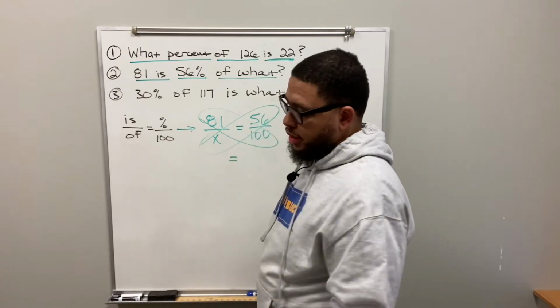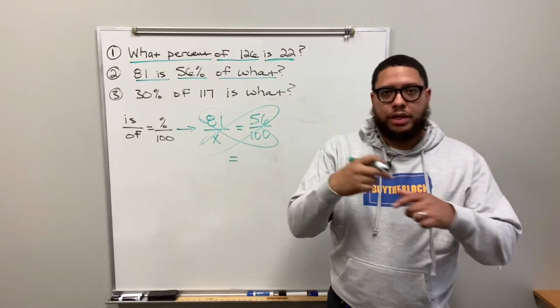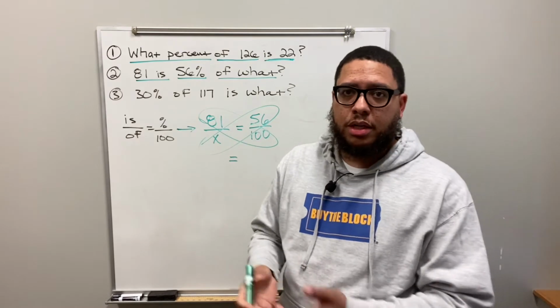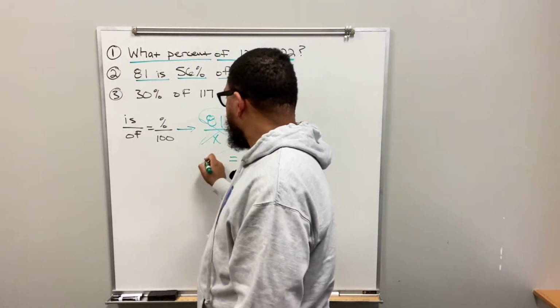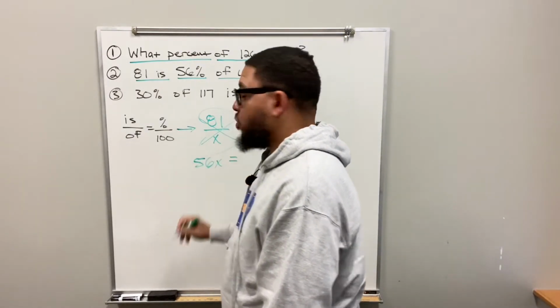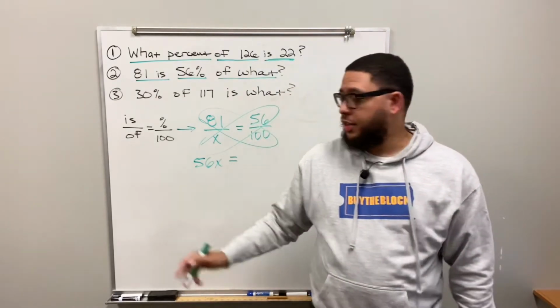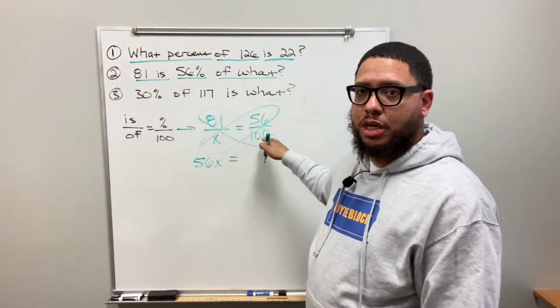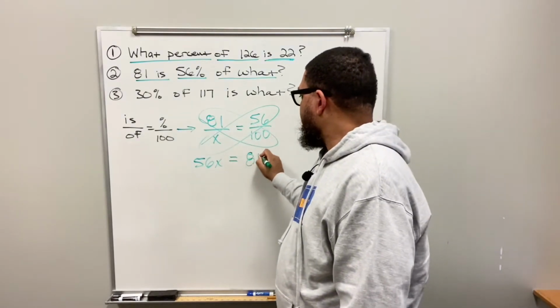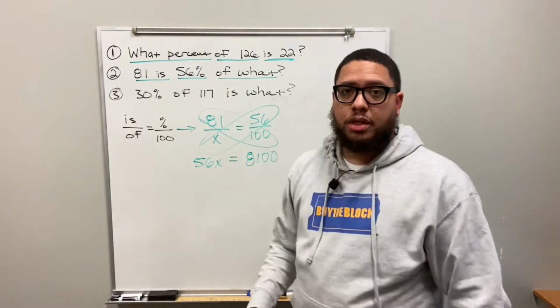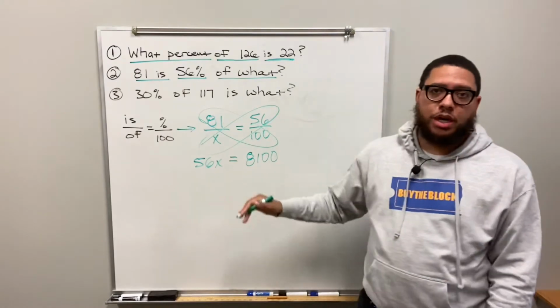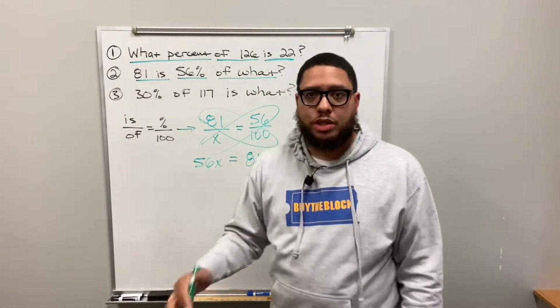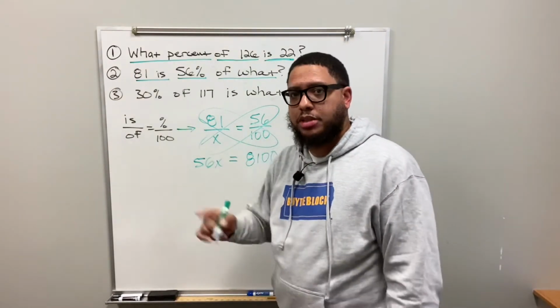X times 56, you don't write X 56. You write the number first and the variable second. So that's going to be 56X. So we have 56X, right? Now, cross multiplying the other diagonal, 81 times 100, that's going to be 8100. So now we have 56X equals 8100. Now the next step is to just divide.